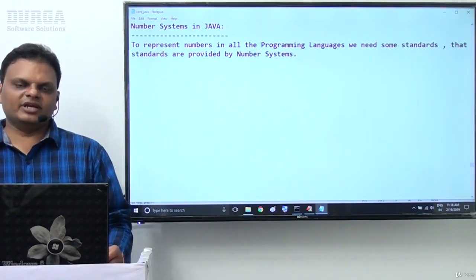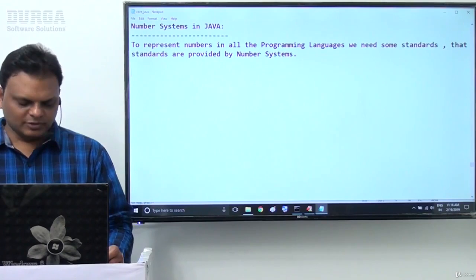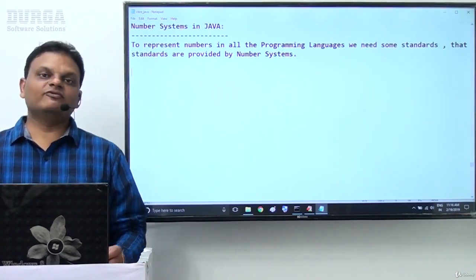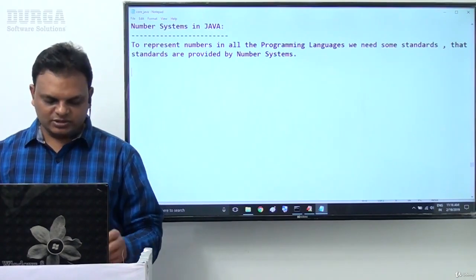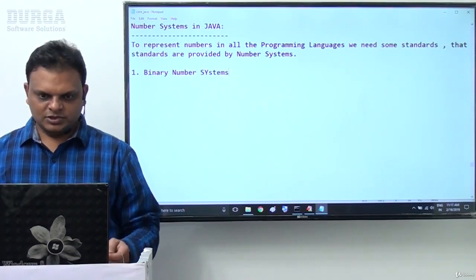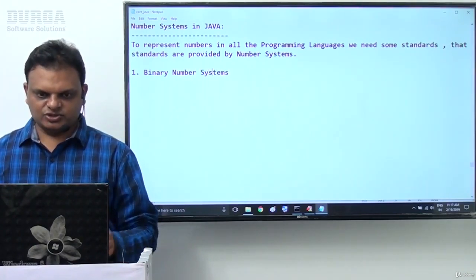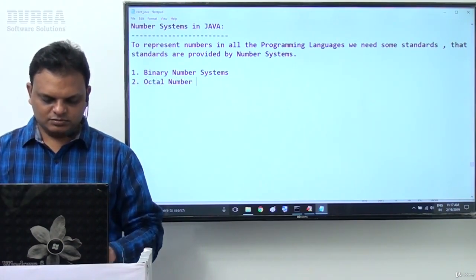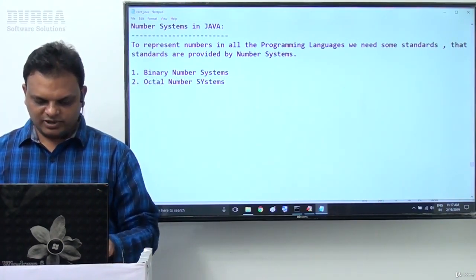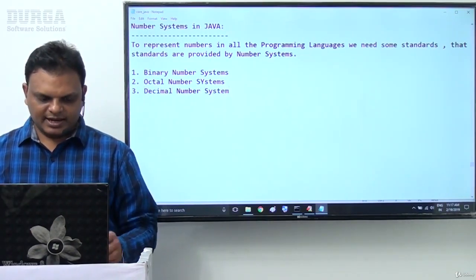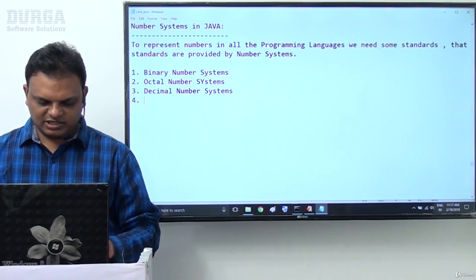Good. How many types of number systems are available overall in computer science? There are 4 types of number systems. What are they? The first one is the binary number system, the second one is the octal number system, the third one is the decimal number system, and the fourth one is the hexadecimal number system.